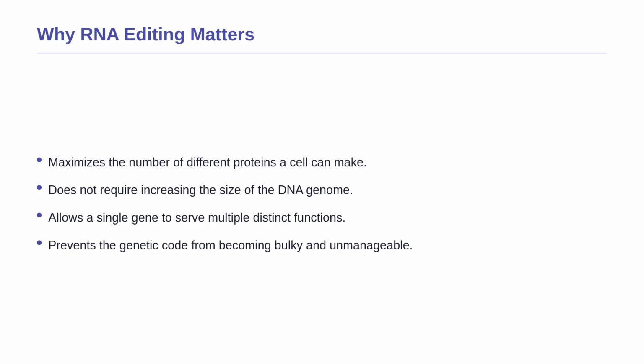If a cell needed a separate gene for every single slight variation of a protein, our genetic code would become incredibly bulky and much harder to manage. By using RNA editing, the cell can use a single gene to serve completely different functions in different organs or at different stages of development. It is a highly elegant way to generate biological complexity from a limited set of genetic instructions.